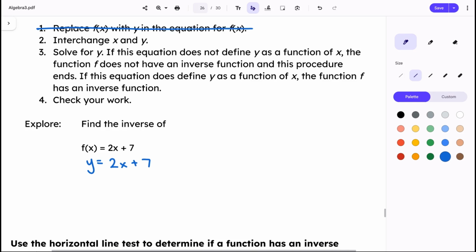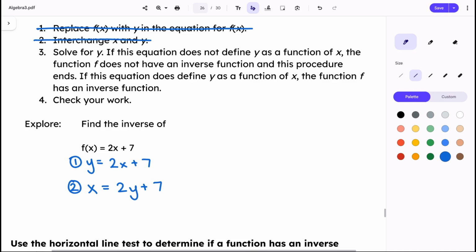Okay, step 2 says to interchange x and y. So you just take your variables and they just swap positions in the problem. So this is step 1. Step 2 is I'm going to write x equals 2y plus 7.